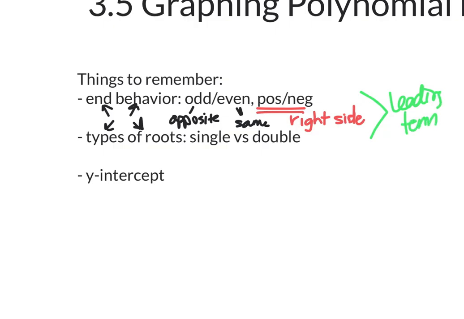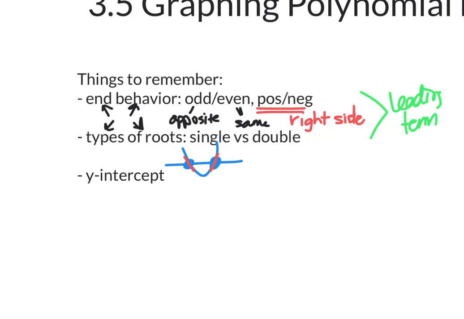Okay. And then also we want to talk about the types of roots. So we have talked about this before, and we touched on this in class today. So single roots are going to pass through the x-axis. So these are examples of single roots. Each one of those has its own single passing point, and it just passes through the axis, right?